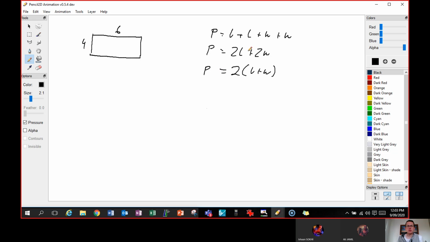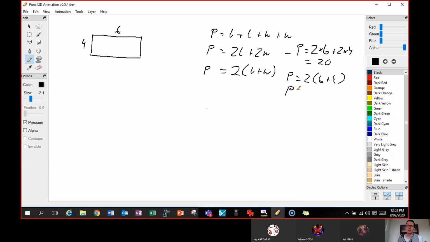So you can substitute into any of them. If you substitute into this one, the perimeter equals 2 lots of the length, 6, plus 2 lots of 4, which gives you 12 plus 8 is 20. Or here, the perimeter equals 2 lots of length plus width, which is 6 plus 4, which is 10. 2 lots of 10 is going to be 20 units. So you use it all the time.